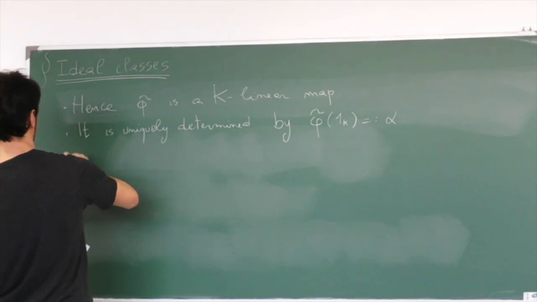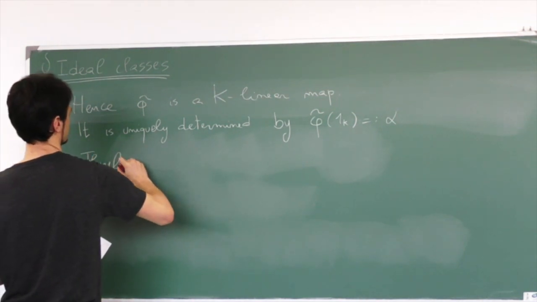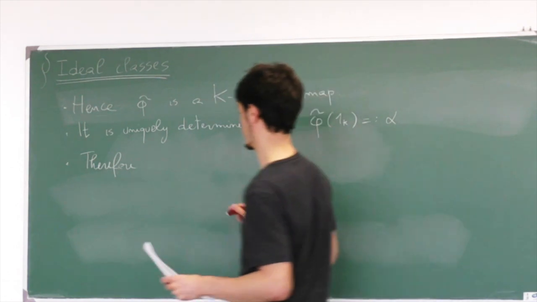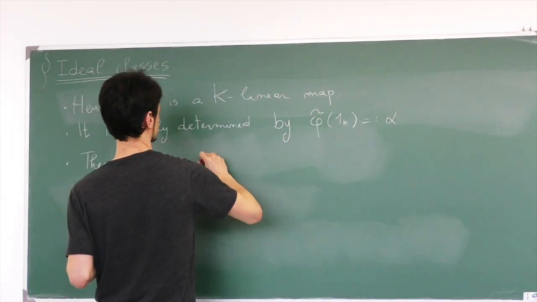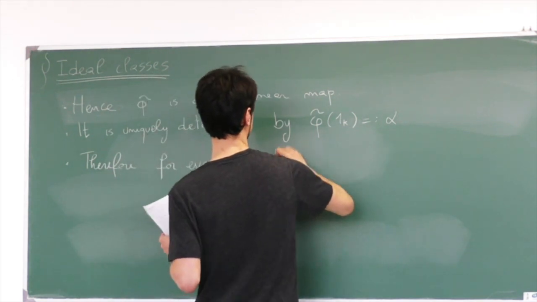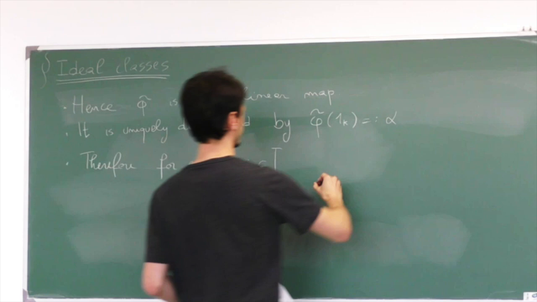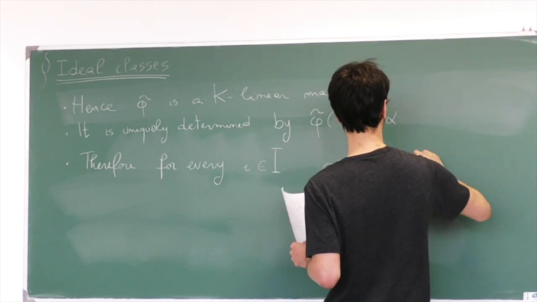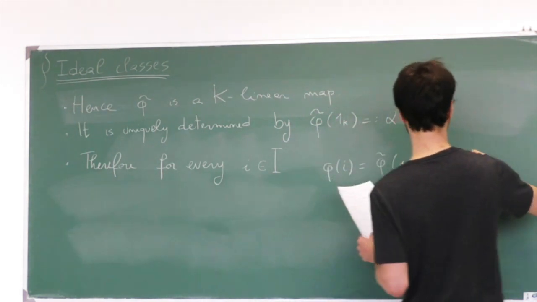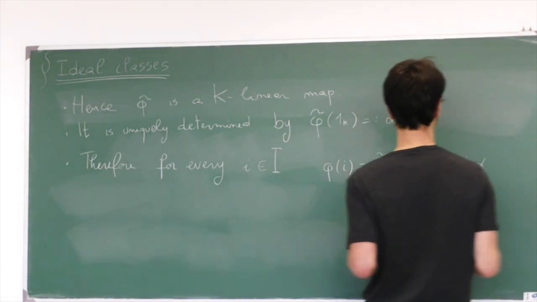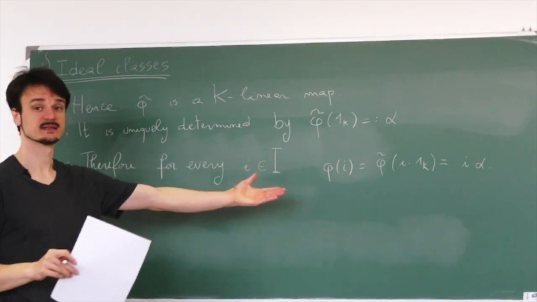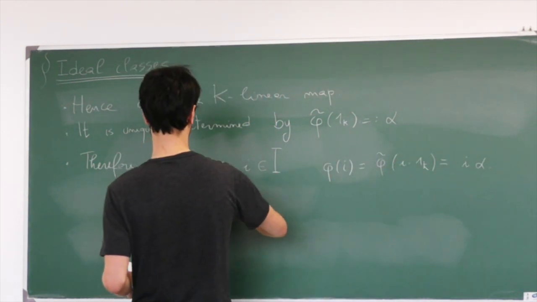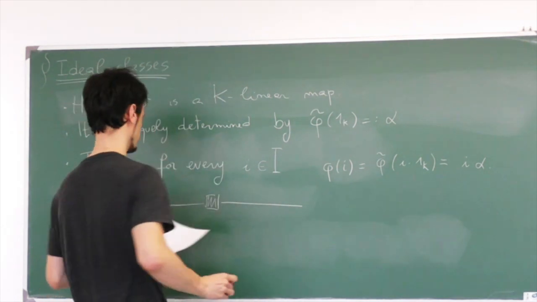And this proves that for every element x in the fractional ideal I, the domain fractional ideal, we have that phi of x is equal to phi tilde of x times 1 of K, which is equal to x times alpha. And this proves that phi is multiplication by this element alpha. And the second statement is a direct consequence of this fact, so there is nothing else to add. This concludes the proof of this proposition.